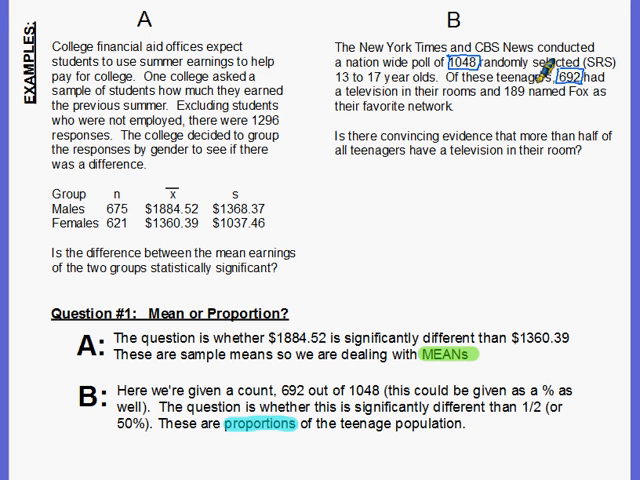If you're told 68% have TVs, it's really kind of the same question. It's only given to you as a percentage, but the same kind of thing. You're talking about what proportion of the sample has TVs. Well, 692 out of 1,048, and so this is a proportions kind of question.